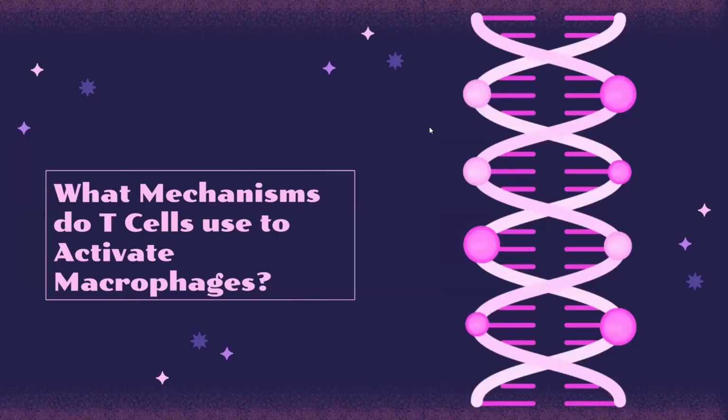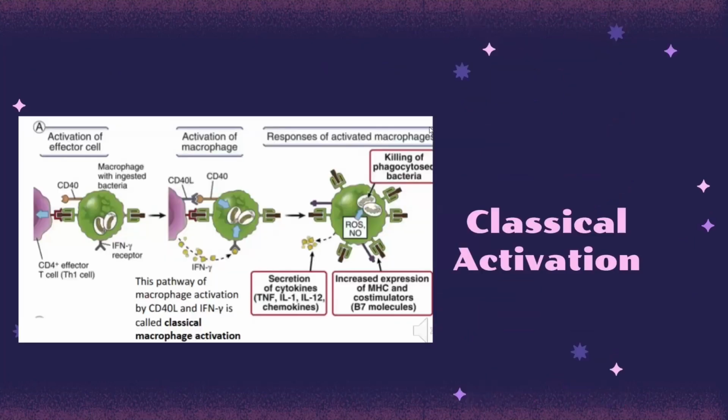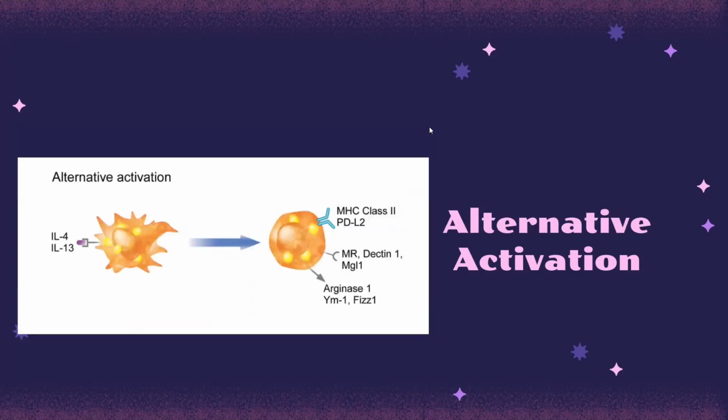What mechanisms do T cells use to activate macrophages? Classical activation involves Th1 cells, which produce interferon gamma, a cytokine that activates macrophages. The Th1 cells bind through the MHC class II molecule as well as the co-stimulators CD40 and CD40L in order to release interferon gamma into the macrophage, allowing for the secretion of cytokines, killing of phagocytized bacteria, and increasing the expression of MHC and co-stimulators.